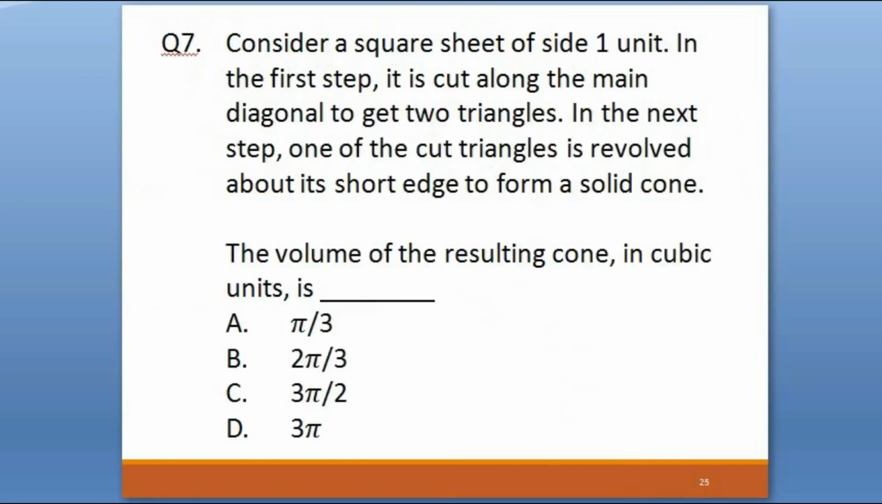Consider a square sheet of side 1 unit. In the first step, it is cut along the main diagonal to get 2 triangles. In the next step, one of the cut triangles is revolved about its short edge to form a solid cone. The volume of the resulting cone in cubic units is dash. So for this question, we have to actually imagine the figure.